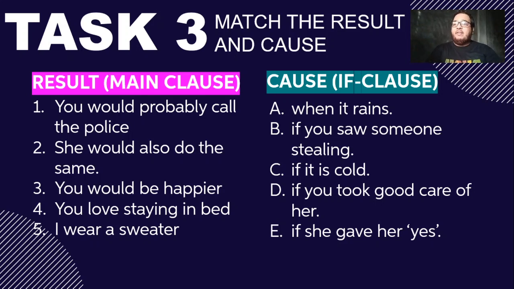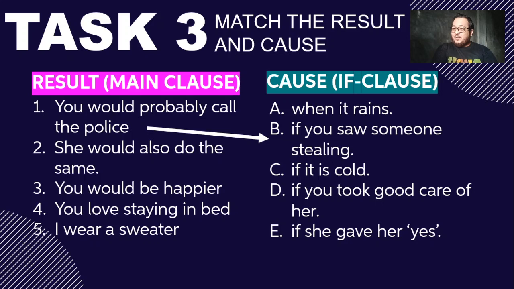Okay. Let's have now your task 3. You would probably call the police. That's the result. So, what might be the reason why you are calling the police? Most probably because you saw someone stealing. So you would probably call the police if you saw someone stealing. So that's the closest that makes sense. Okay?